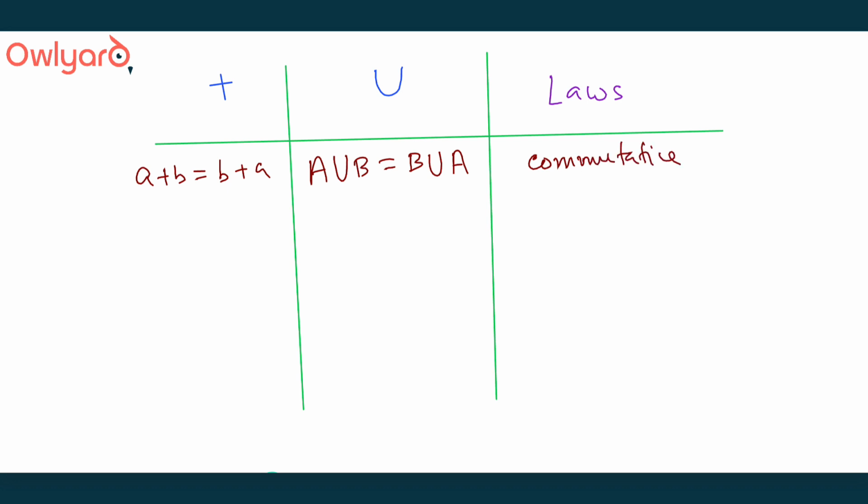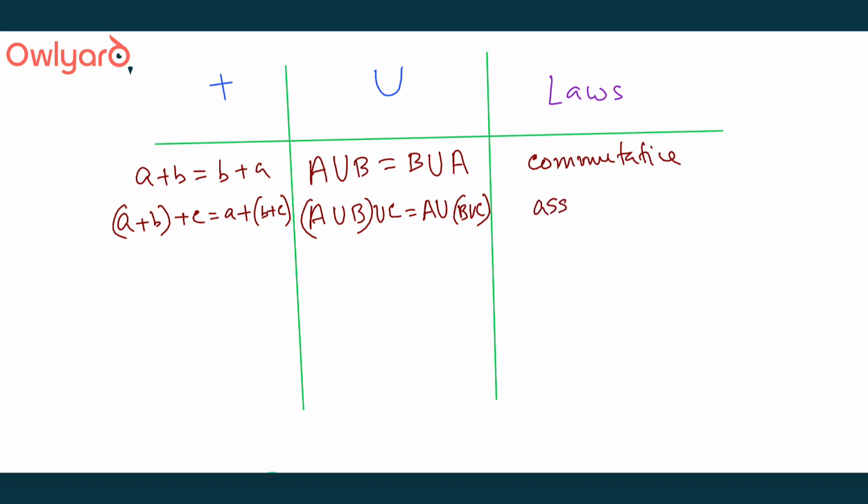Commutative. Okay. Similarly, we have seen that it doesn't matter in which order you apply plus. So for example, a plus b and then add c is the same as a plus the sum of b plus c first. And in set theory, what it means is that A union B, union C is the same as A union B union C. Okay. This is referred to as the associative law.